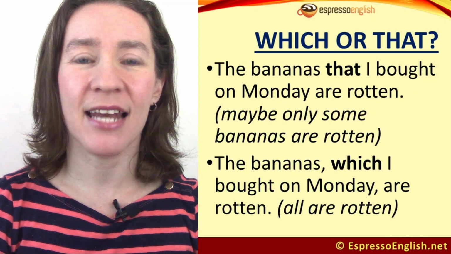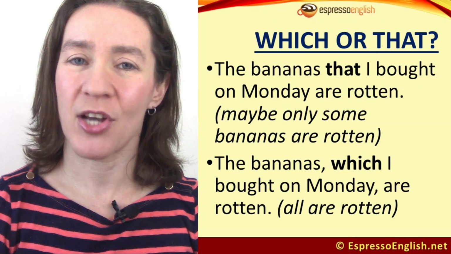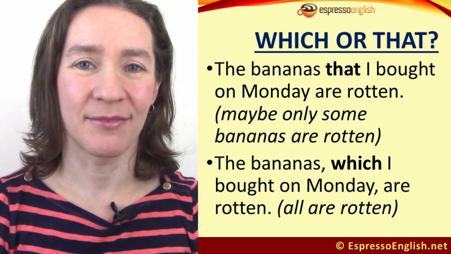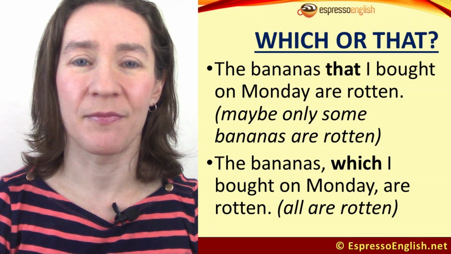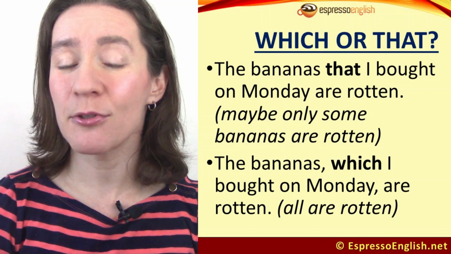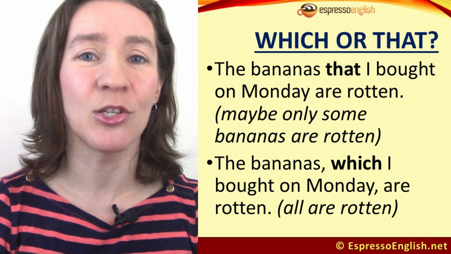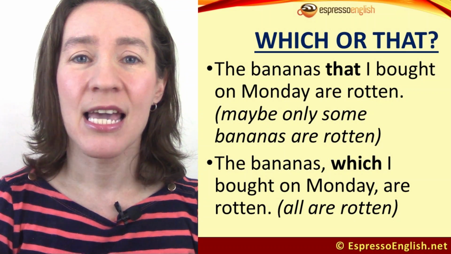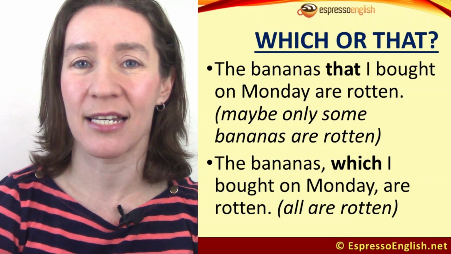So let's look at this example. The bananas that I bought on Monday are rotten. The bananas, which I bought on Monday, are rotten. So in the first case, the bananas that I bought on Monday are rotten. It's possible that I have 2 types of bananas in the house. Older ones that I bought on Monday and newer ones that I bought on Wednesday. And only the first bananas are rotten, the older ones, but the second group of bananas are not.